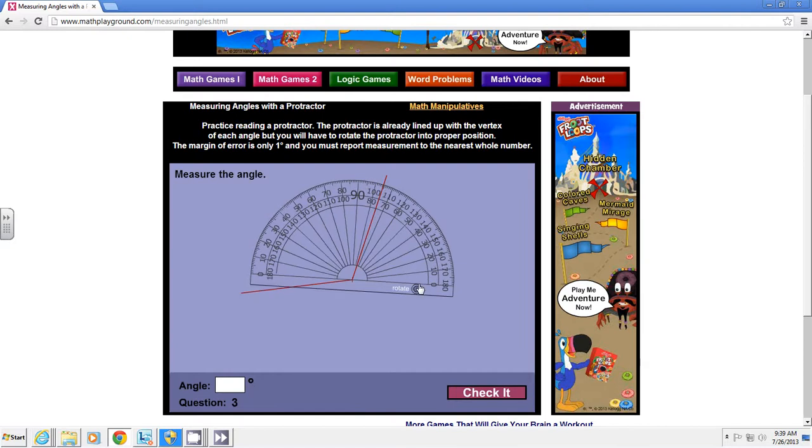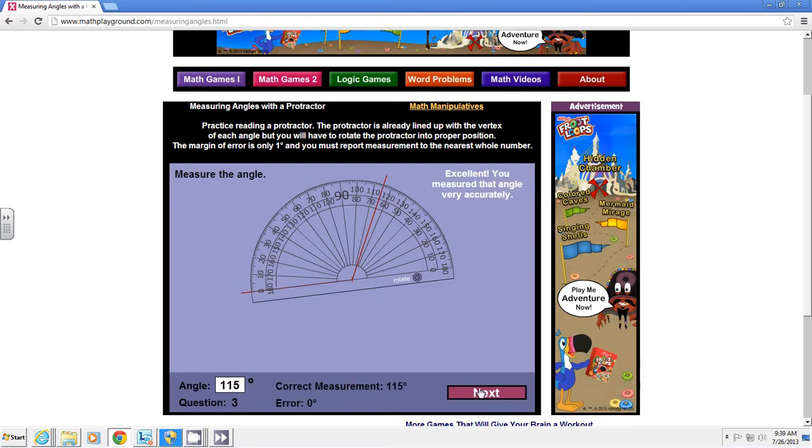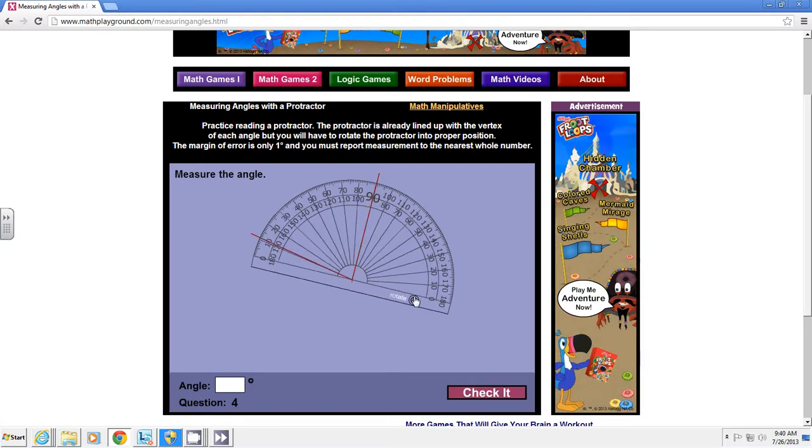Okay, line it up. Okay, greater than 90, so we're going to use the larger of the two numbers. This is an obtuse angle, so that one is 115. Okay, continue on, line it up. Okay, less than 90, but look, it's one mark less than 80, so 80 minus 1 is 79.